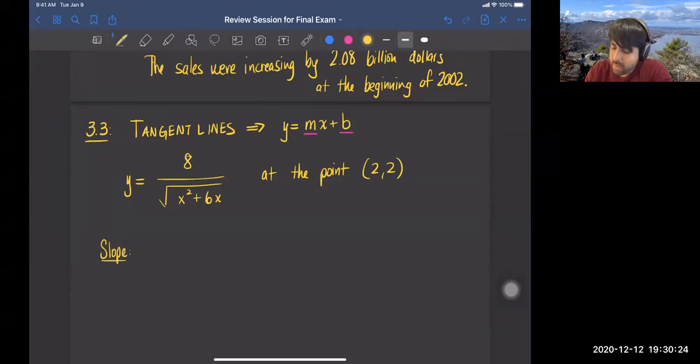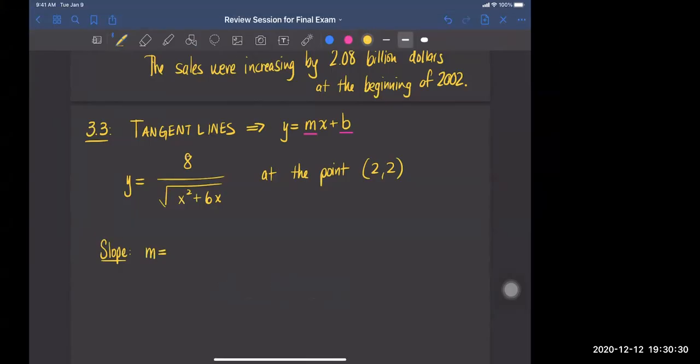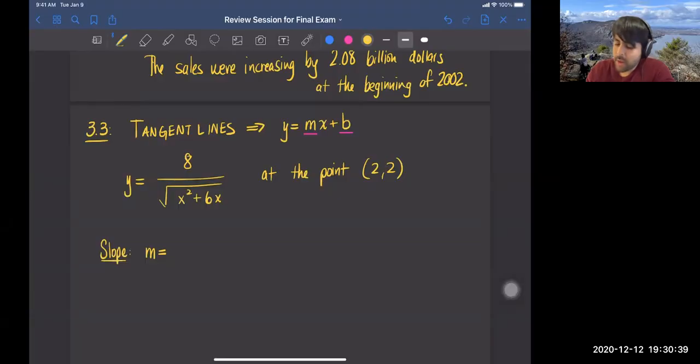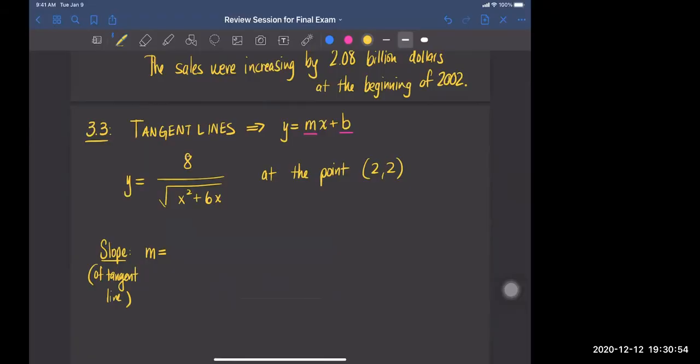How do you find the slope? The slope is found by finding the point slope. Well, m equals slope. We're talking about the slope of a tangent line. What is the slope of the tangent line also known as? What's the slope of a tangent line? It's the rise over run.